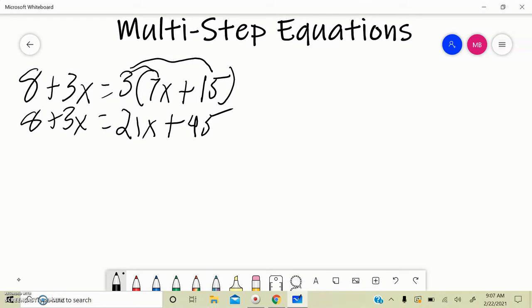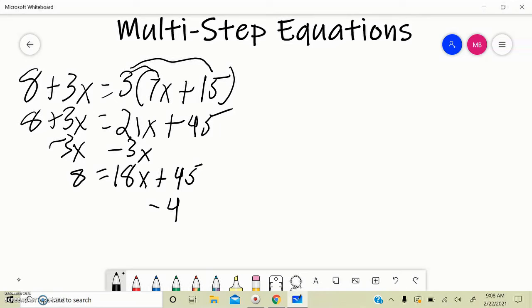So now I want to combine my like terms. I'm going to start with my coefficients and variables. I'm going to subtract 3x on both sides. That will leave me with 8 equals 18x plus 45. So now I want to subtract 45 on both sides. This will leave me with just my coefficient and my variable. So I do 8 minus 45, and that will give me negative 37 equals 18x.